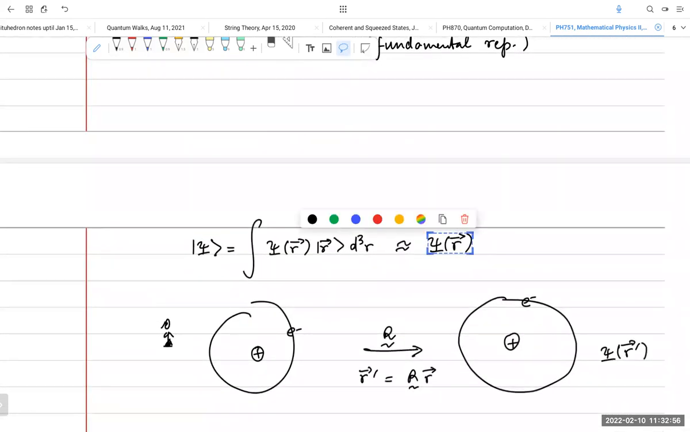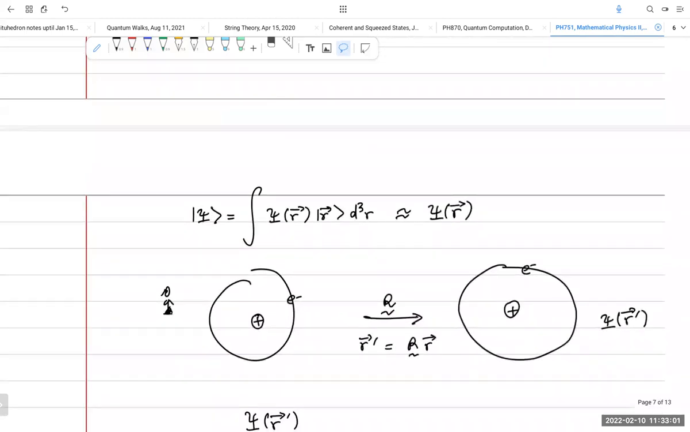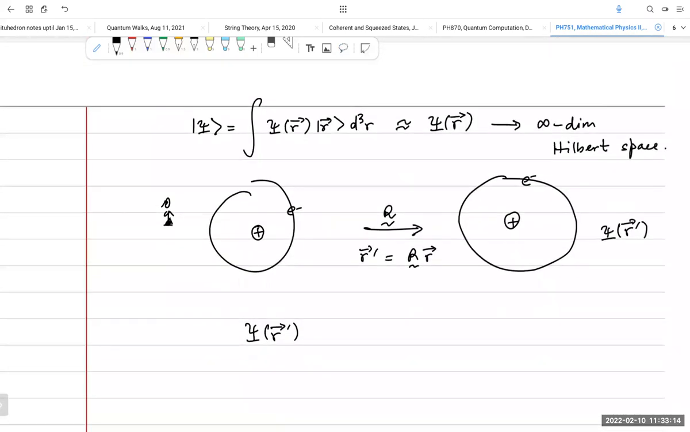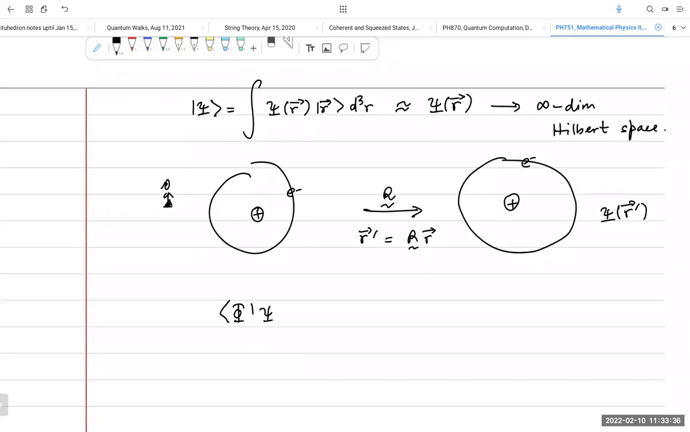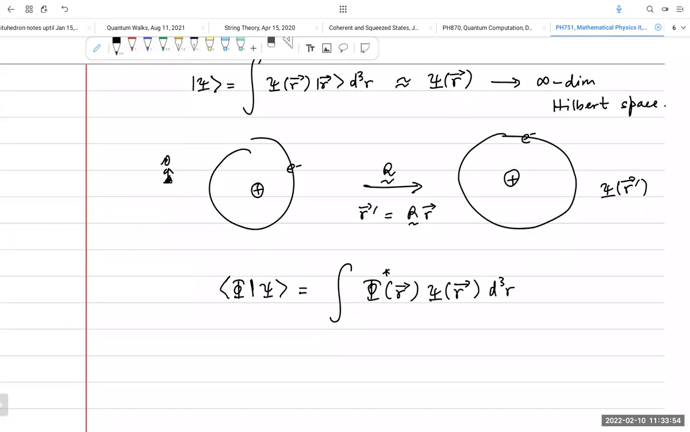But if you consider a state like this, which depends continuously on r, what is this? This is an element of an infinite dimensional Hilbert space. Why is it infinite dimensional? Because each position r corresponds to an eigenstate, and there are an infinite number of positions. So if I want, for instance, to write down the scalar product, the inner product of psi and phi, how do I write it? I write it as an integral, of psi star of r, phi of r, d cubed r. And this integral over r covers an infinite number of points.